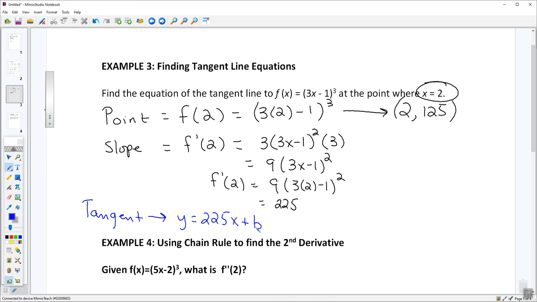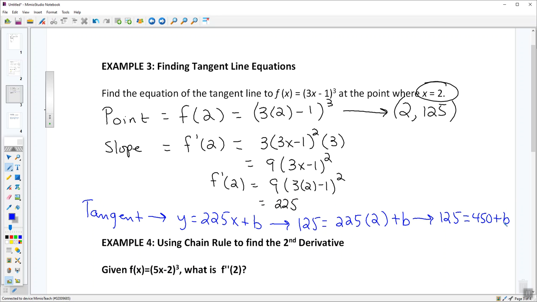2, 125. 2 comma 125 is the point it passed through. When x is 2, your y value is what? 125. Okay, so we're going to call this 125 equals 225 times my x value that we're at, 2, plus b. My North of Highway 3 math skills tell me this is 125 equals 450 plus b.